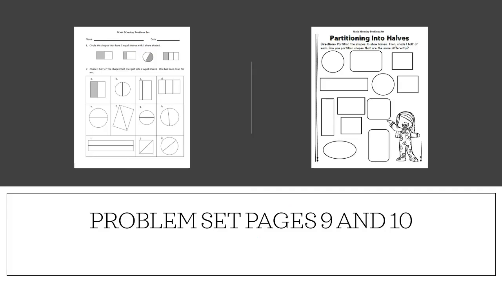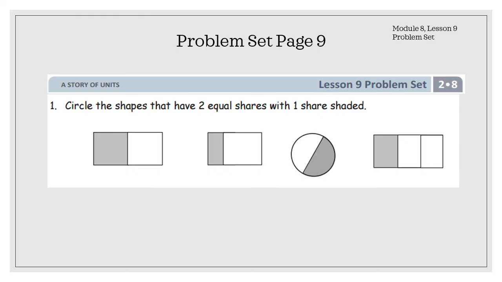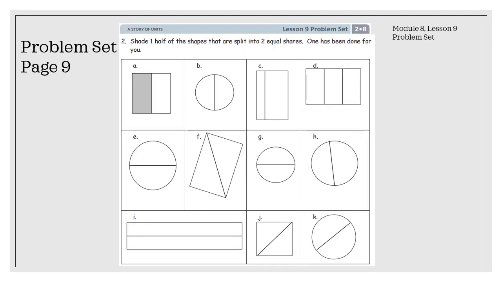We are all done with our concept development. It is time for your independent work time on pages 9 and 10. Follow along and I will read through the questions. Question 1. Circle the shapes that have 2 equal shares with 1 share shaded. So please circle the shapes that are showing 1/2 shaded. Question 2. Shade 1/2 of the shapes that are split into 2 equal shares. The first one has been done for you.